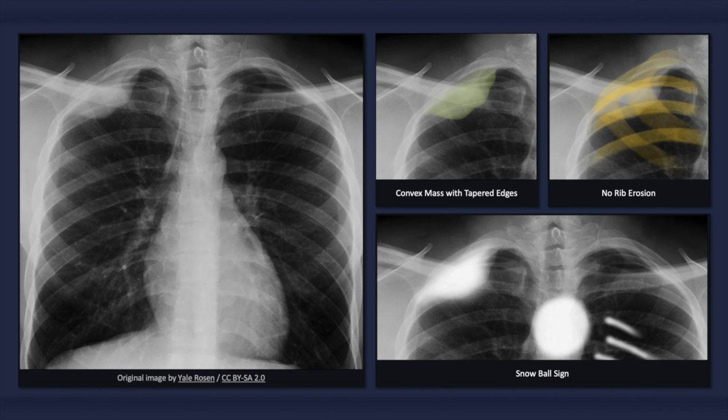The radiographic appearance has been likened to a snowball after having made impact with a wall. Note that the edges of the mass are tapered and there's an obtuse angle between the lung wall and the contour of the lesion.